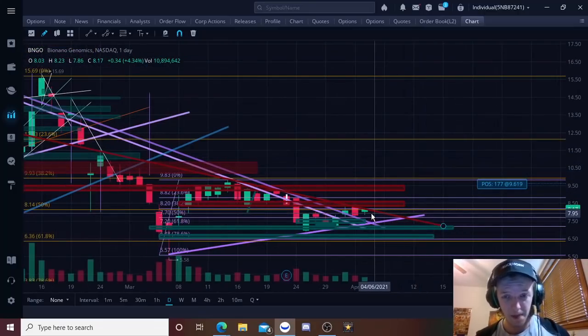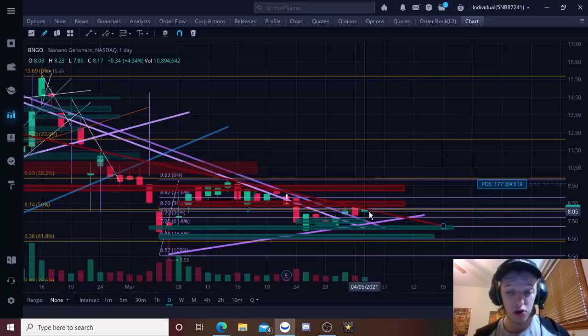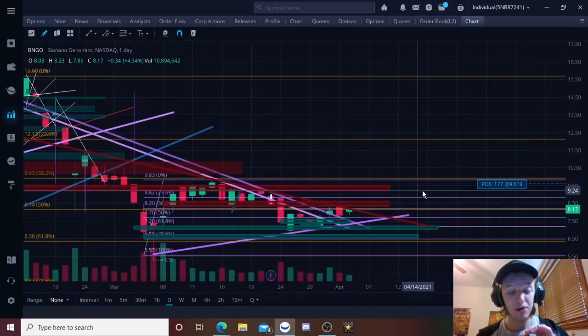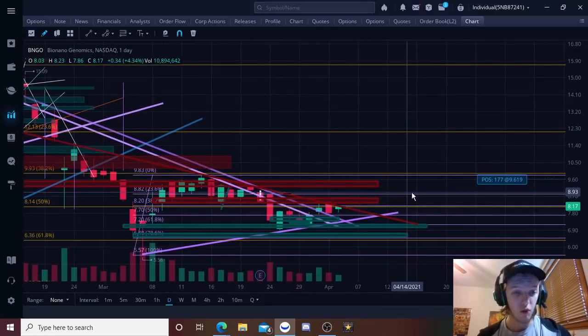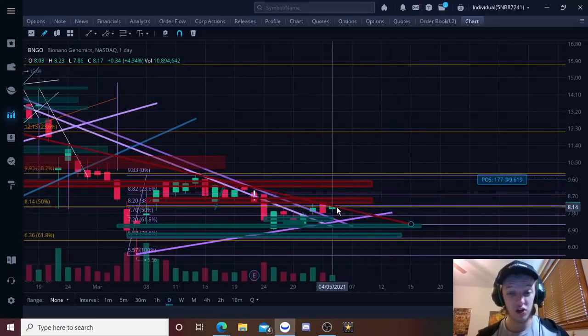I would expect a big move to the upside if we got a daily close above this descending level of resistance. I would expect that very soon, short term, whether that's a couple days, couple hours. Maybe if it doesn't happen in a couple of days or maybe 1 or 2 weeks, I would not expect that to happen just because of the technicals.